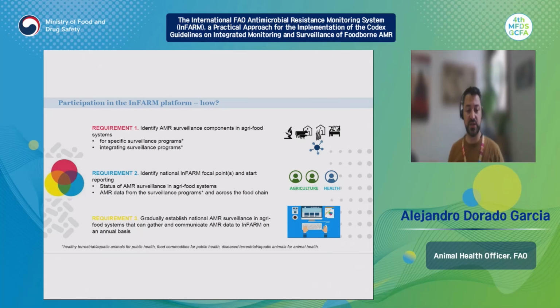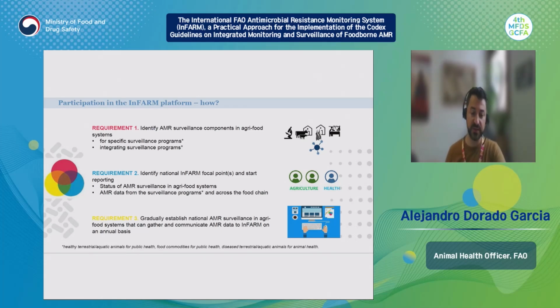But we are also talking about a national coordinating center or a national coordinating structure that is responsible for programming activities at the national level on surveillance, and also for the analysis and dissemination of AMR results. So what we are asking countries is to identify these components and to answer a questionnaire that is online, inside the INFAM IT platform. This questionnaire on different components of the surveillance system is focusing on specific surveillance programs, and we are going to talk about the different surveillance programs later, but also on the integration of these different programs as a whole at the national level.